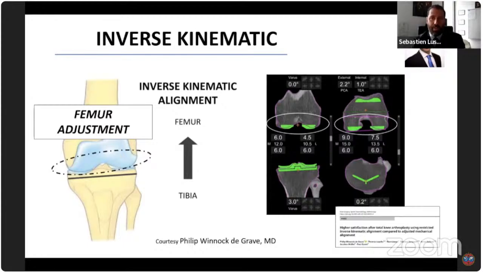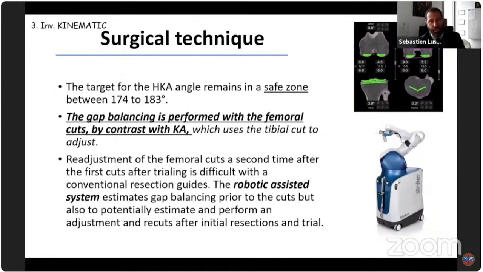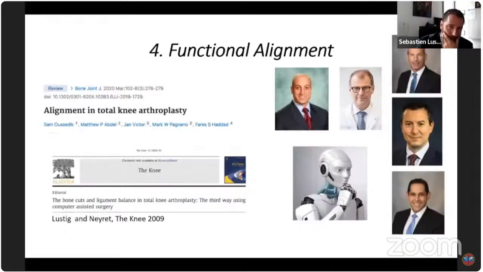You have the inverse kinematic from Philippe Vinocq de Grave, when you maintain the tibial anatomy and you play with the femur, and then you adjust with the femur and with the technology. And he's using robotic or navigation for that. And then you have the functional alignment. Functional alignment, David is going to talk about in detail.